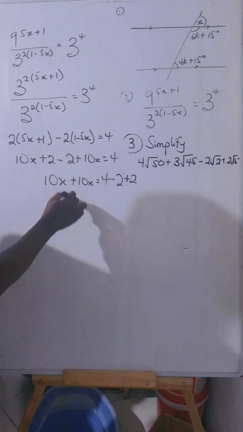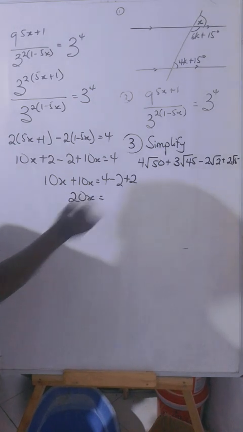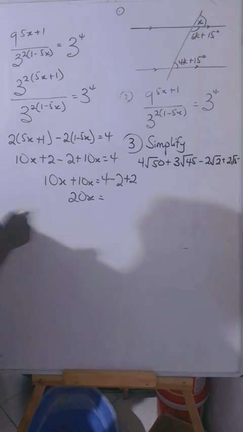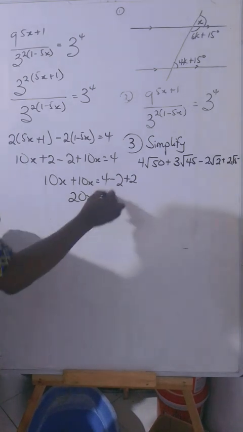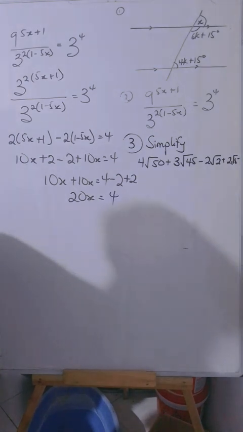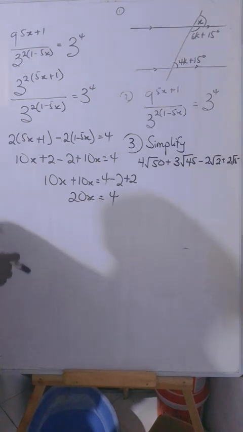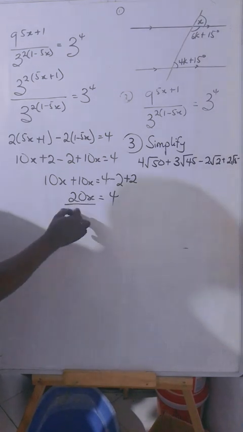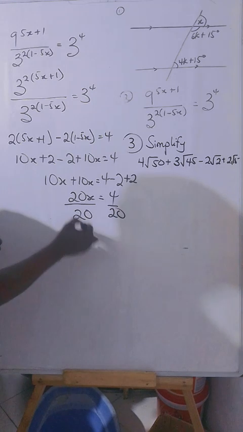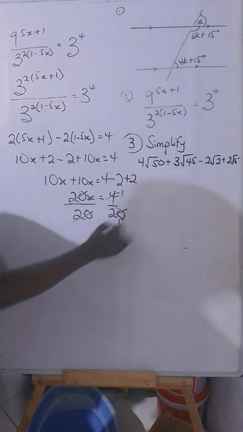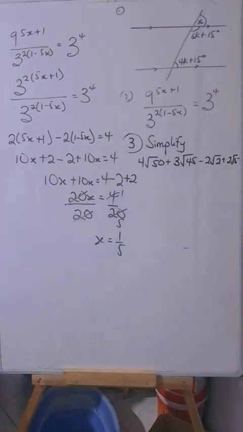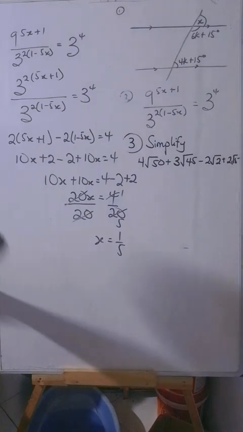So this is 20x equals 4. That is 4. Right. As for this, the 2s will give you 0. So you have the 4, but then divide through by 20. This 4 cancels here, 1, and here 5. That is equal to 1 over 5. This is also easy from here. Good.